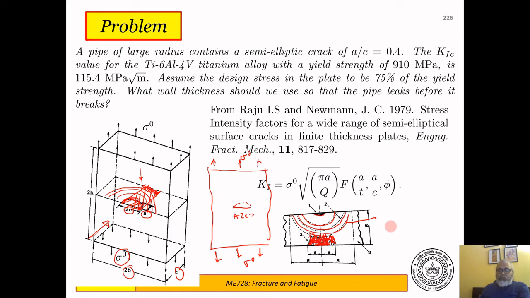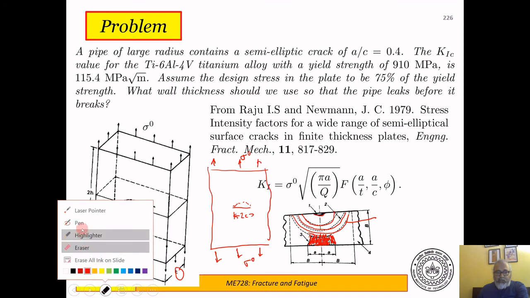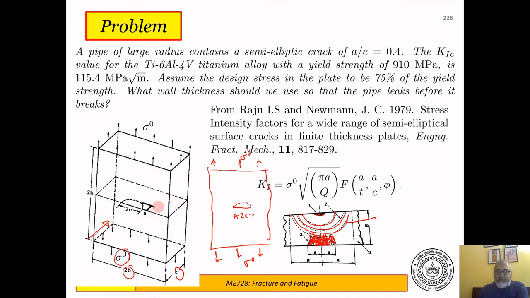So what we are now going to do is look at the stress intensity factor of this crack. Specifically, we are going to look at how the stress intensity factor depends on a by T, the thickness to depth ratio of the crack. And how it depends on the ellipticity of the crack, that is a by c. a by c gives you the ellipticity of the crack. a by c equal to 1 is a circular crack.